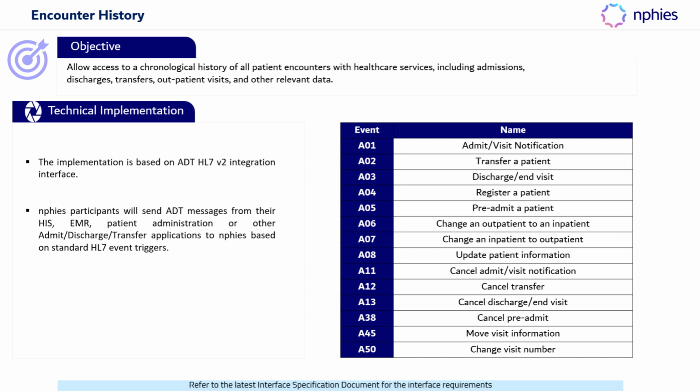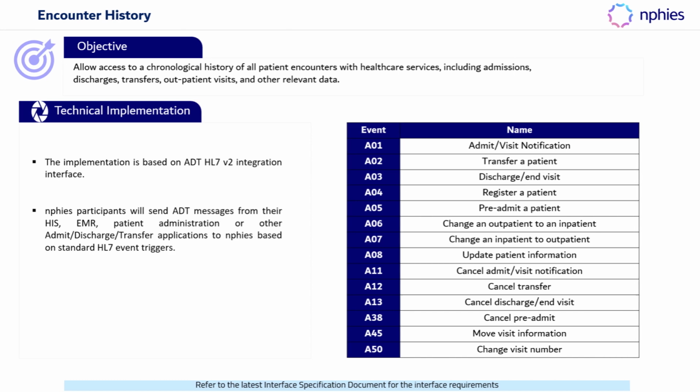Specifically, the participants such as hospitals, clinics, and other care providers will send ADT messages from their own systems to the Nphies platform. These ADT messages are triggered by standard HL7 events, like ADT01 for patient admissions and ADT03 for patient discharges or end of visits.